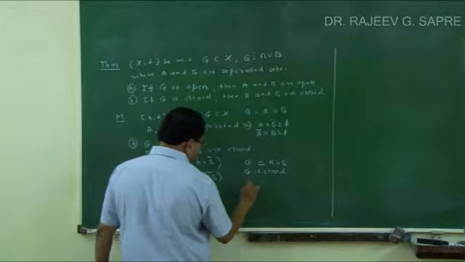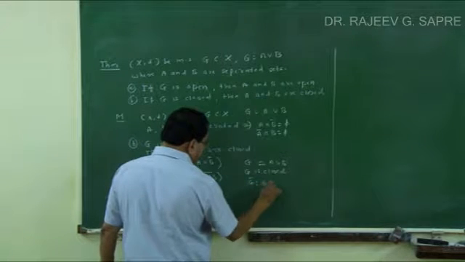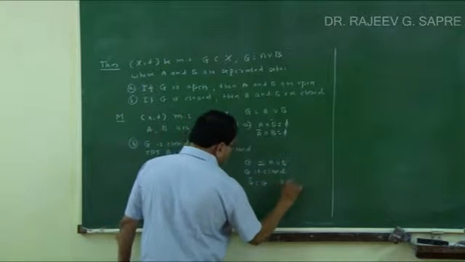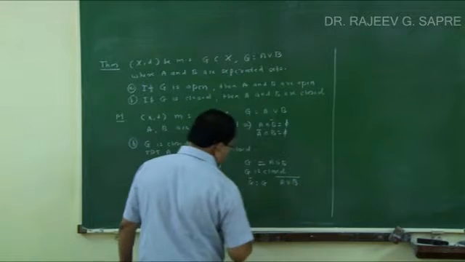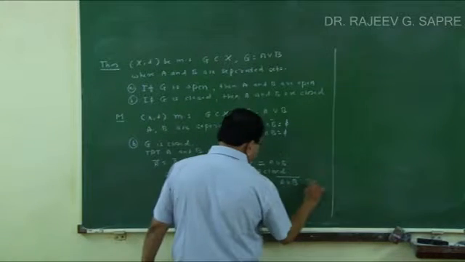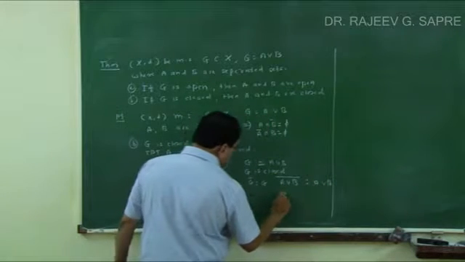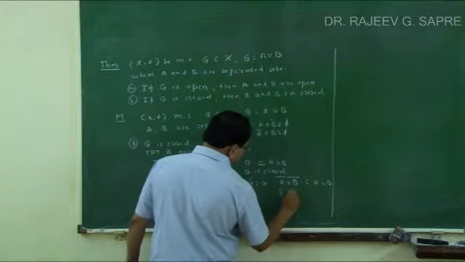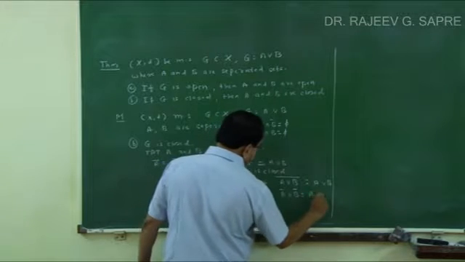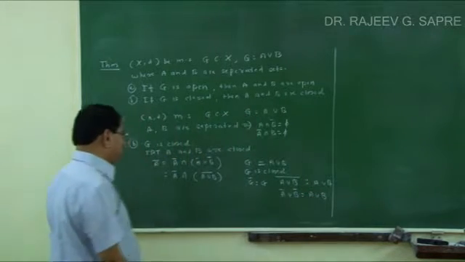G is closed. That means G bar is G. So A union B bar is the same as A union B. But A union B bar is what? A bar union B bar. So A bar union B bar is A union B. All these things are there.